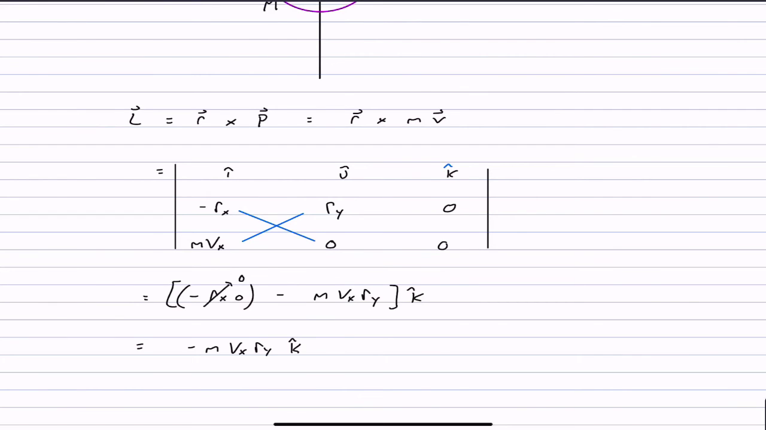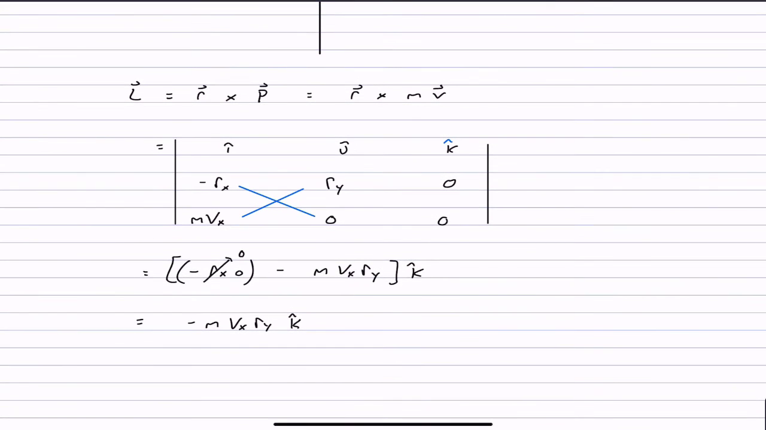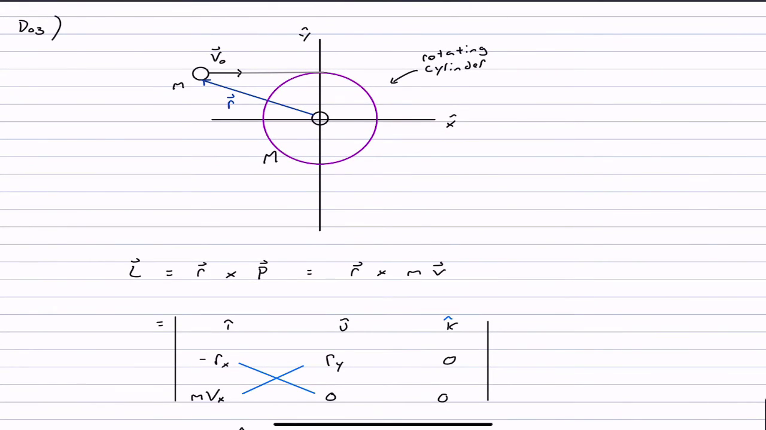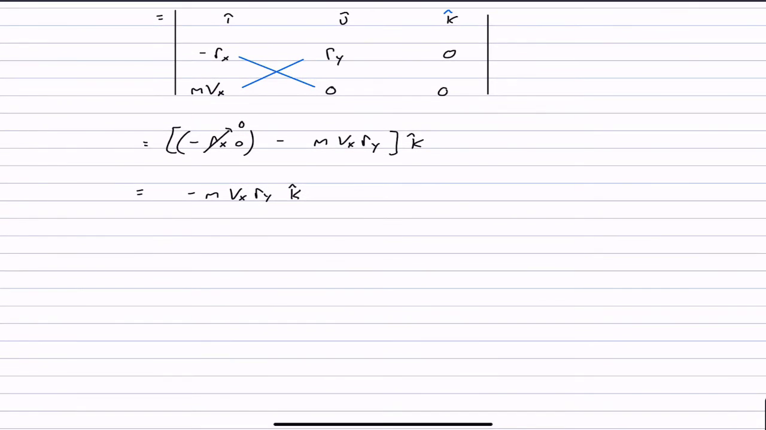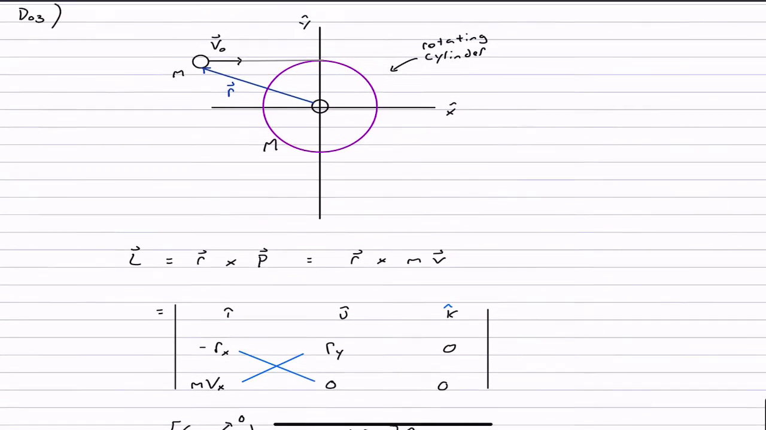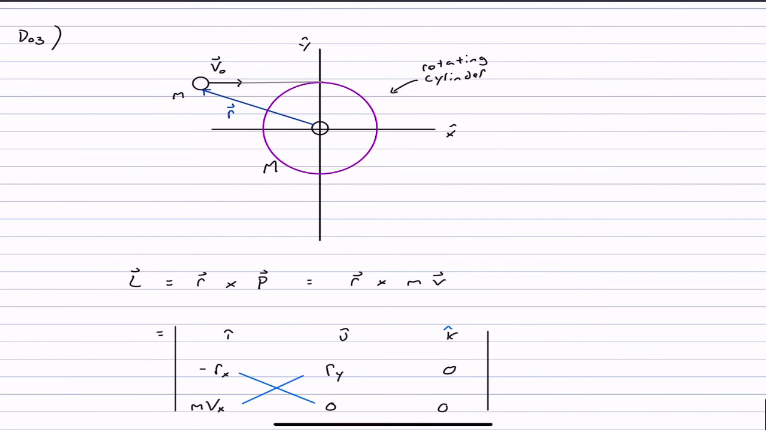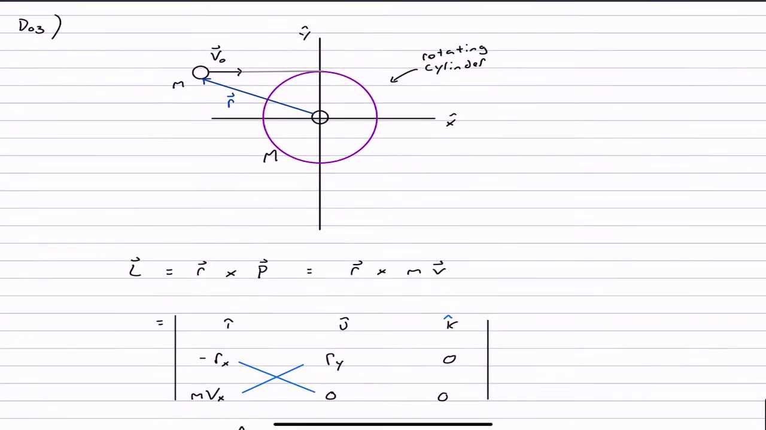In terms of what we're given, vx is really just v naught. And we can consider that when this mass is here, this angular momentum is going to be the same. So we could just say that r is the radius of the cylinder. And so now we end up with negative m v naught r k hat. So that's the answer. If we consider the right-hand rule, does it jive? Is it consistent with the right-hand rule?